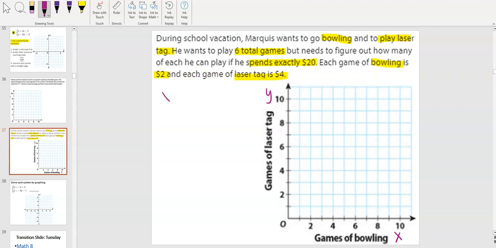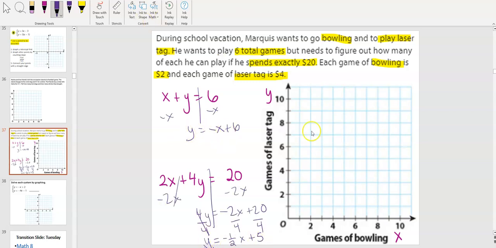So the number of bowling games plus the number of laser tag games needs to equal 6. And he can only spend $20. So 2 times the number of bowling games plus 4 times the number of laser tag games equals $20 total. So now I'm going to rewrite these into slope-intercept form. All right, now that I have slope-intercept form, I can graph these and see where they land on my coordinate plane. I'm going to pause the video and do this on my own so you can check your work.